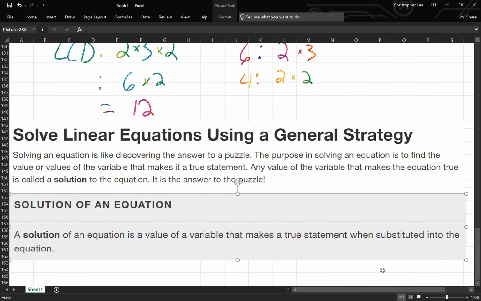Anyway, solutions of an equation. A solution of an equation is a value of a variable that makes a true statement when substituted into the equation.